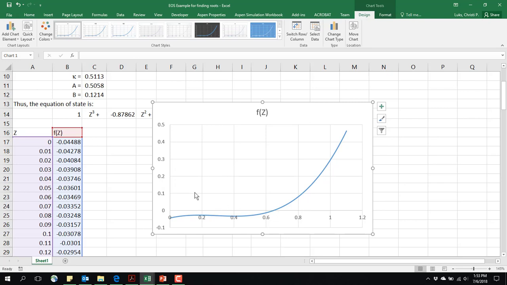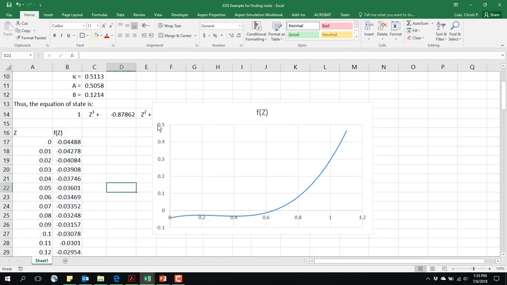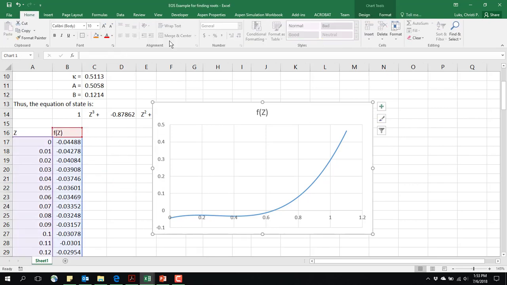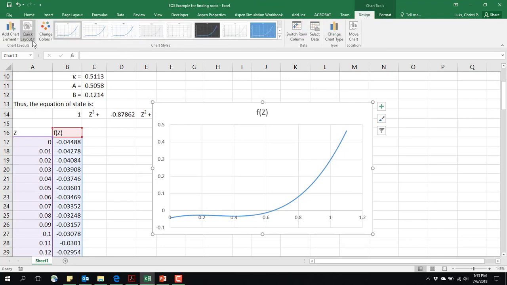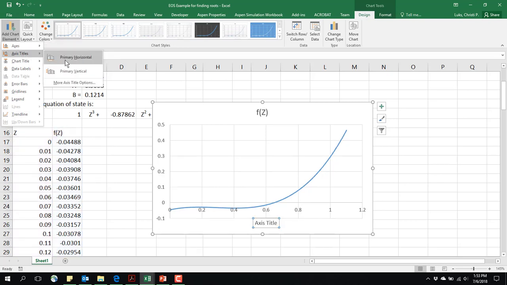And if I look at this here, this is my f of Z on this axis and Z is across here. And I see that the answer is going to be somewhere around this 0.644 value. Now, a graph like this, I will say it's very bad form to not label your axes. So let's at least add chart elements.